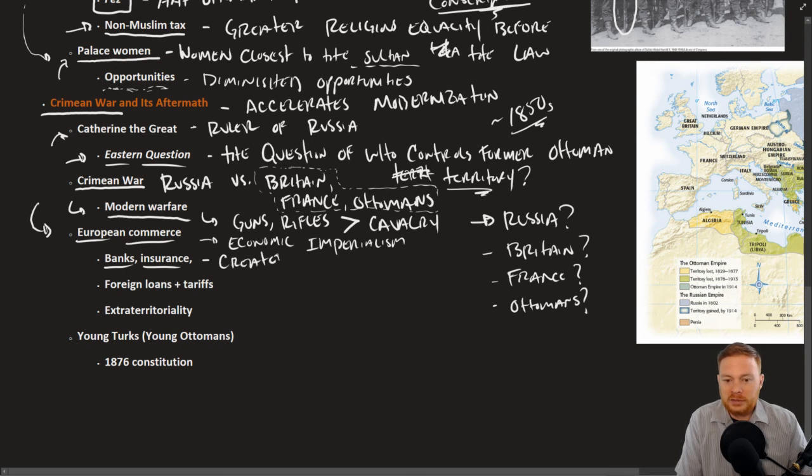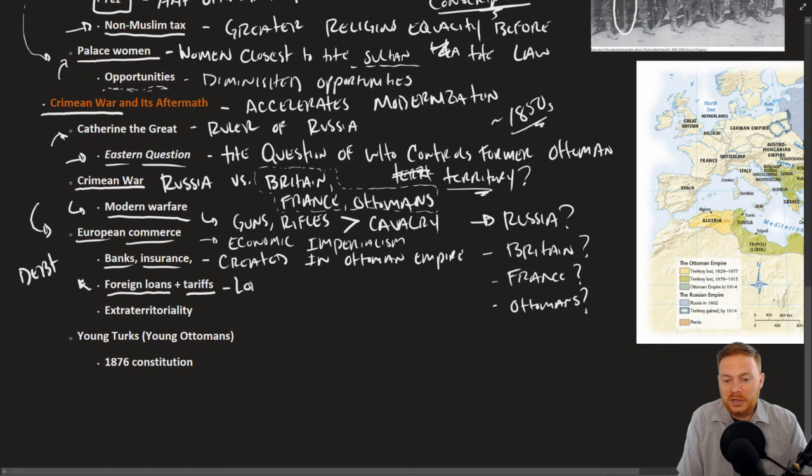These were things that existed in Europe prior to this. Foreign loans. This will create a huge Ottoman debt to countries like Britain and France. So the Ottomans are constantly having to pay the British and the French money.